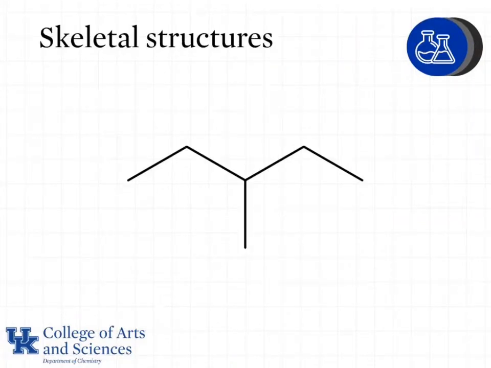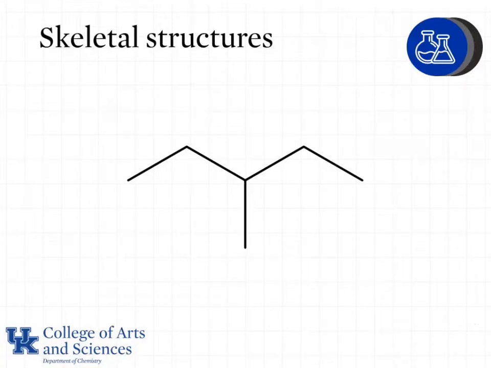Let's start with skeletal structures, which is one of the most common ways that we represent organic compounds. As we've seen before, skeletal structures show us something about the carbons and the way they're attached to each other in a molecule. Because organic molecules can get very big and bulky very quickly, we often use skeletal structures because it simplifies the structure to the essential components.